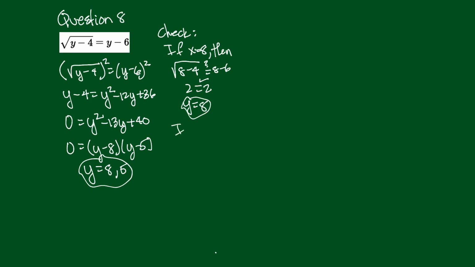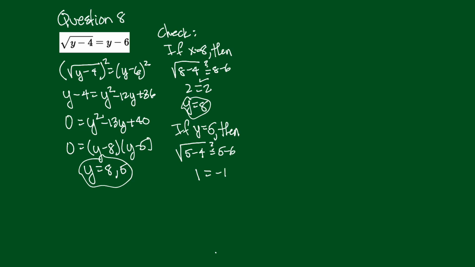Now, if y is equal to, what was our other number, 5, then we will get square root of, now I'm going to put that 5 back in here and here. So we will get the square root of 5 minus 4. Is that equal to 5 minus 6? Okay, well, square root of 5 minus 4 is 1. Square root of 1 is 1.